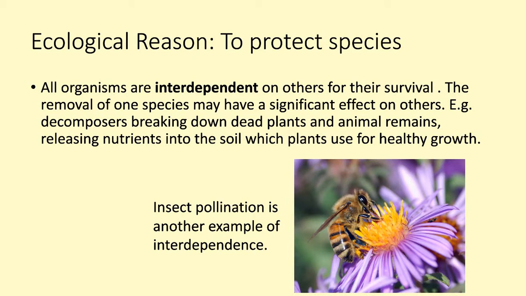So another thing is to protect species. We've learnt before about interdependence and how all organisms are interdependent on others for survival. So the removal of one species may have a significant effect on others. Decomposers are a good example. Insect pollination is another example. The loss of habitat for bees and the reduction in bee numbers has been a significant issue that has been discussed because of the impact that would have on all sorts of different species.